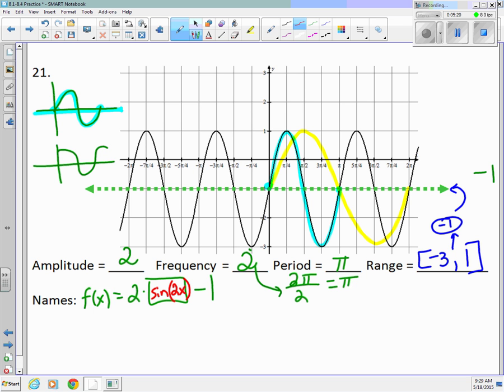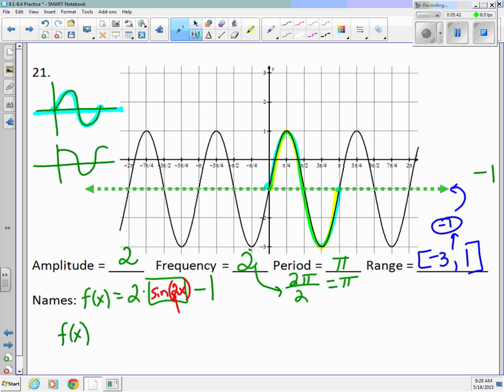Because what I have to do ultimately is divide the range by 2, so I'm doing the opposite of that inside. So one name for this function would be f of x equals 2 sine of 2x minus 1. Okay. Now what I would like to do is name this with a cosine name.